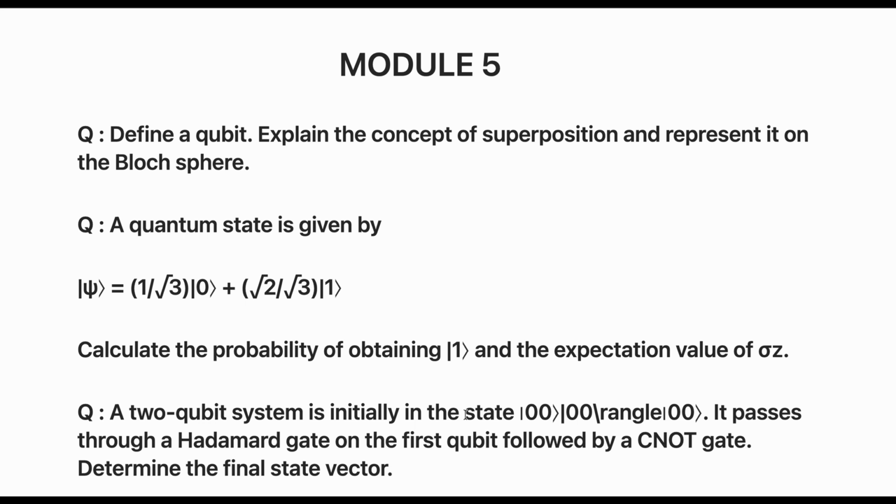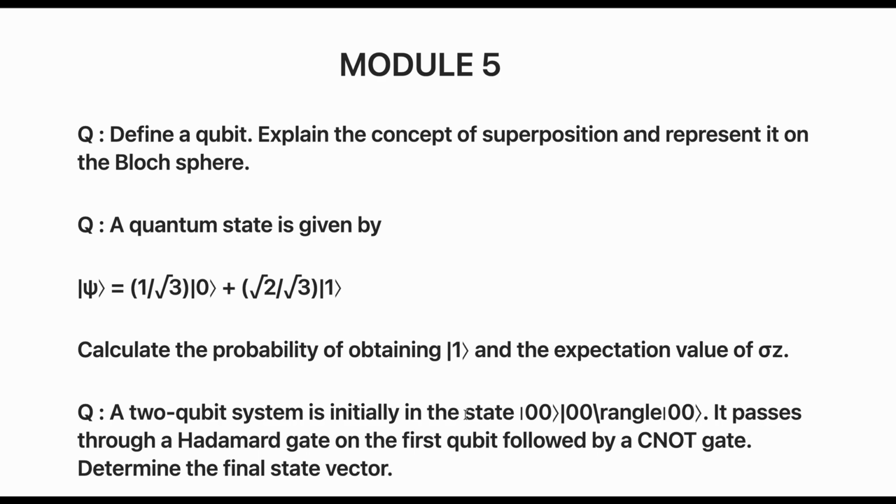Now move to our second question, which is: a quantum state is given by psi equals 1 by root 3 |0> plus root 2 by root 3 |1>. Calculate the probability of obtaining |1> and the expectation value of sigma z. I also solved this problem in my video. You go and check it from there. You will get a good explanation along with the proper solution.